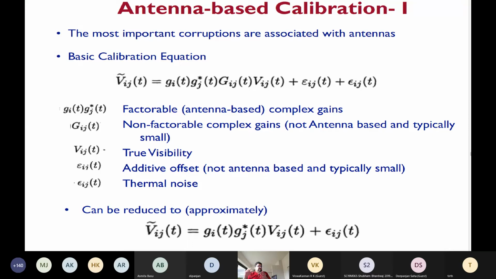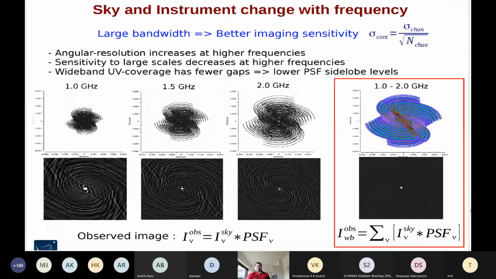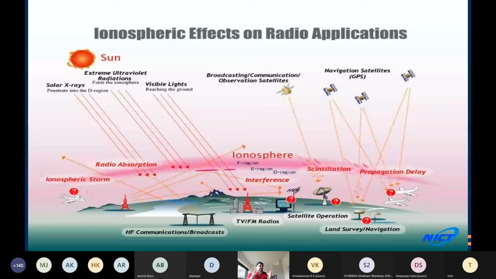However, there are certain corruption terms where this is not sufficient, and you have to involve more terms, more directions, for example, to make it work better, because the ionosphere or primary beam can actually be changing across this field of view. And so to correct for them, for more highly sensitive observations, you need to do something called direction dependent calibration.